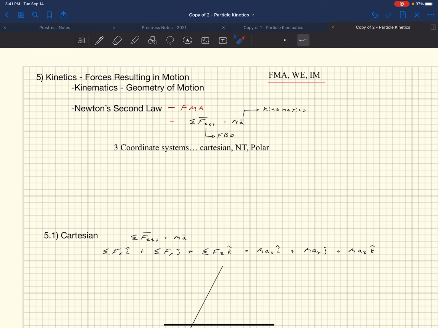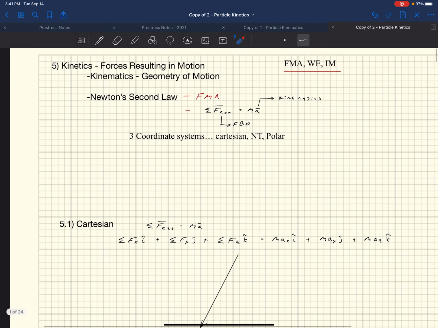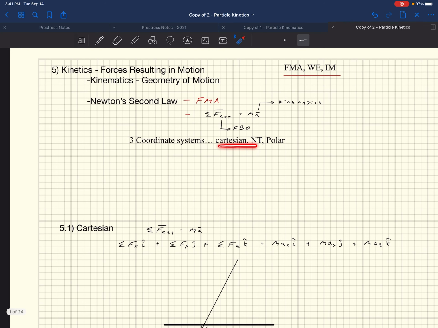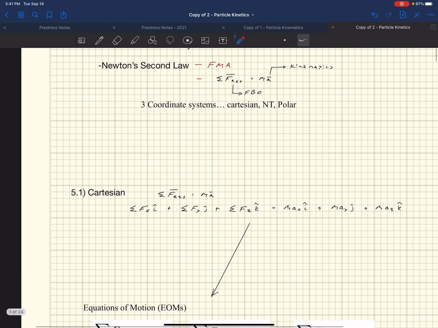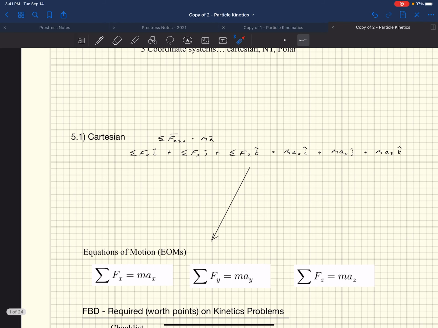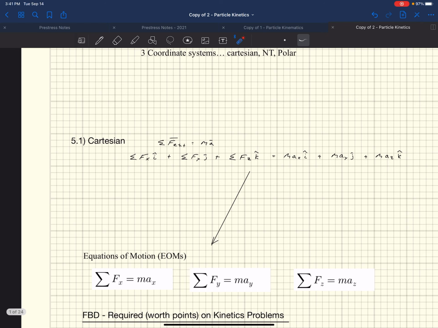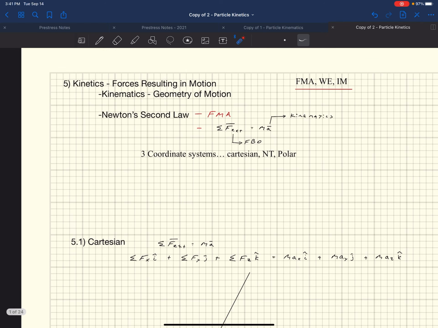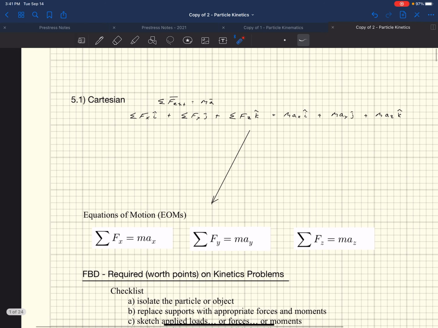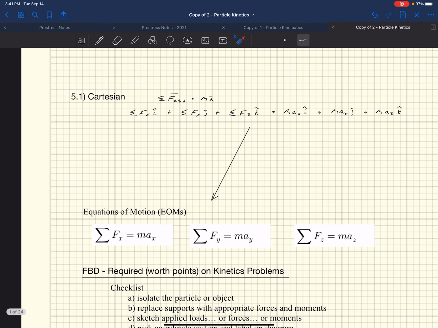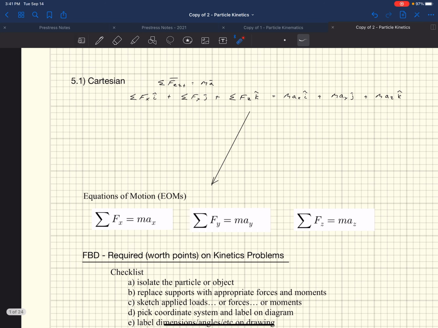We're also going to cover 3 different coordinate systems: Cartesian, normal tangent, and polar. We have thus far covered Cartesian. We're going to do normal tangent today, and then when I see you guys on Friday, we'll do polar, right? And then we'll move on to work energy and do the same thing, and then on to impulse momentum, and finish things up and take an exam. The exam's going to be in 2 to 3 weeks, 3 weeks maybe. So just keep that on the radar.